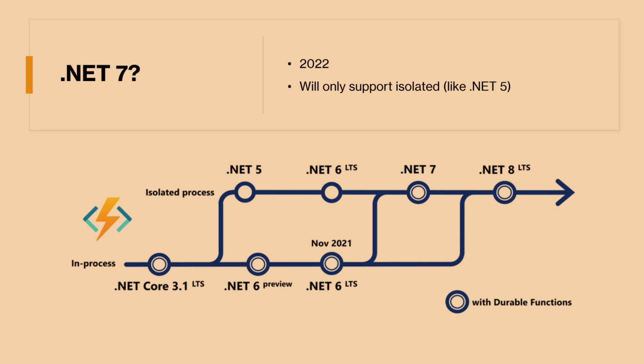So assuming that they continue this yearly cadence of .NET releases, I guess you assume that .NET 7 will come out November 22 and .NET 8 23. But I mean, that's years away, so who knows? Anything could change by then. But also note .NET 6 LTS, long-term support. So .NET 5, not long-term support. So that's all something to bear in mind.